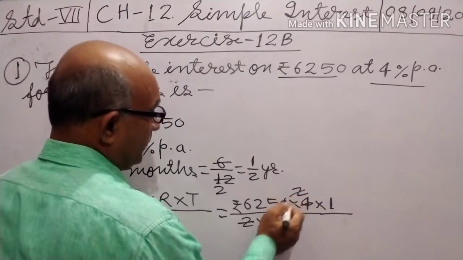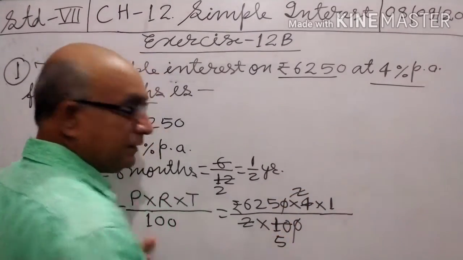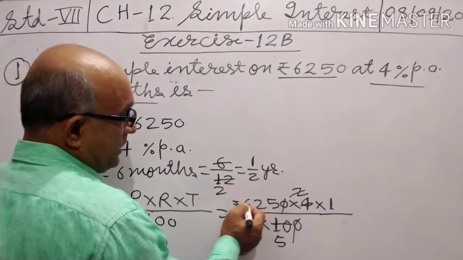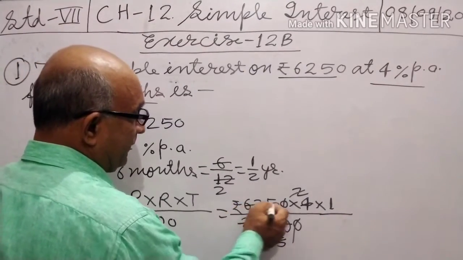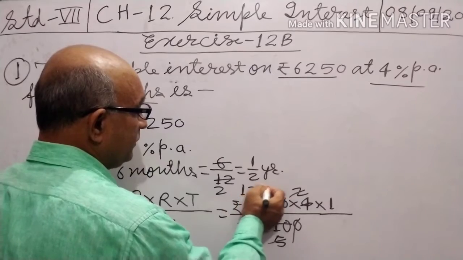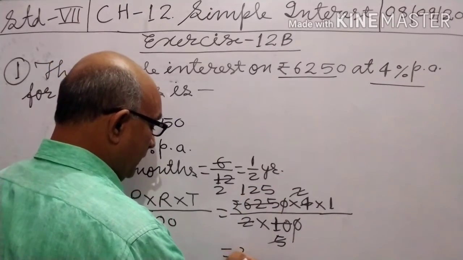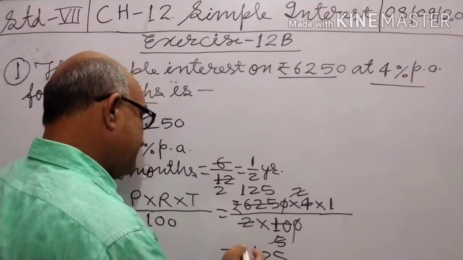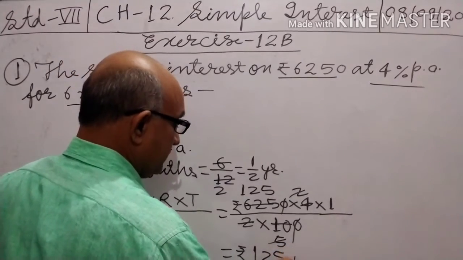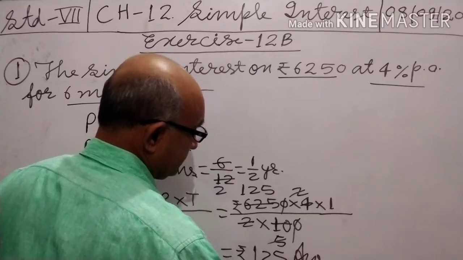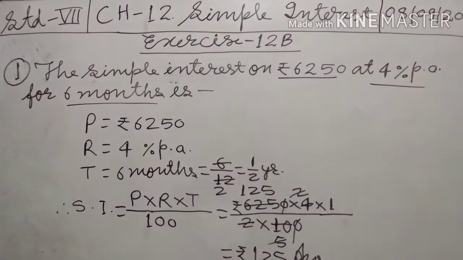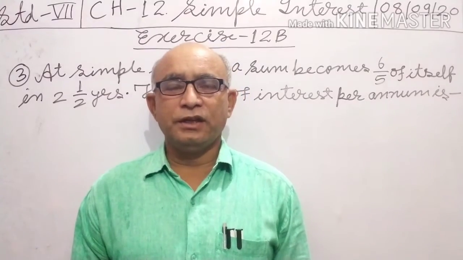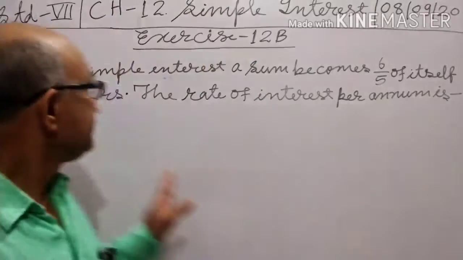2 to the 4, 2 5 the 10. And 625 divided by 5, so 125 equal to rupees 125 is the simple interest. Answer of this question. Understand and write. Students, next question is question number 3.